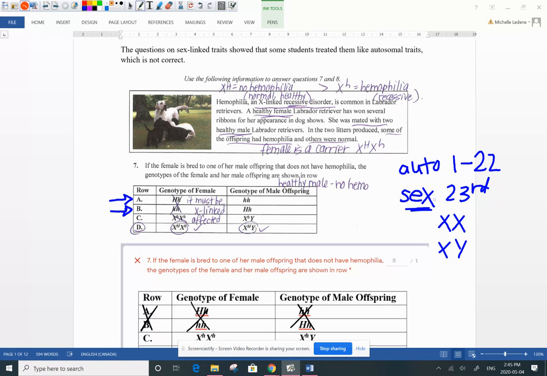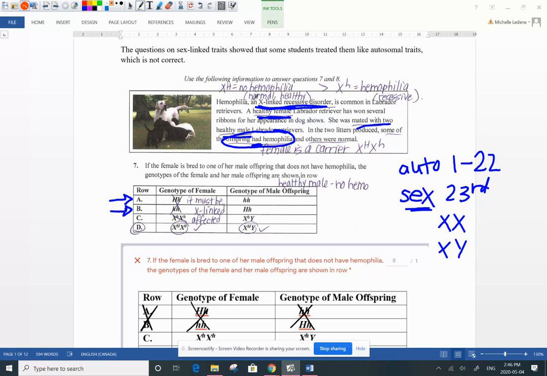X or sex chromosomes. So here they're telling you straight up that this is X-linked recessive and the female is healthy. That means she has no hemophilia. She does not have this disorder. Yet when she's mated with some healthy males who also do not have the disorder, she has some little pups, her offspring, that do have hemophilia.